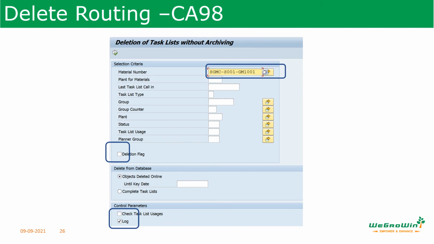And then there is a routing which you don't want to continue further, so I want to put the deletion flag. For that, CA98: when you enter the material master, there is a deletion flag option. You can set the deletion flag, and also whether a log has to be created for this or not. That we also trigger and do. Like this we can delete the routings.